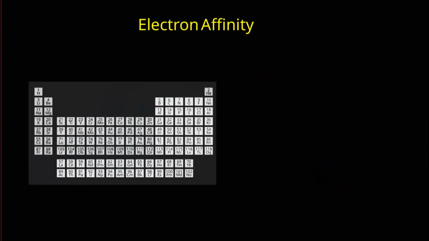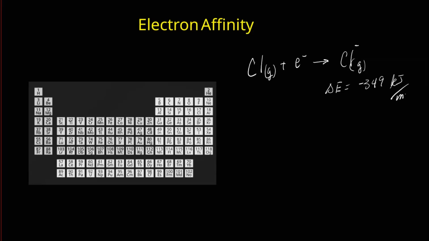Electron affinity is the energy change when a gaseous atom gains an electron. For most atoms, energy is released when an electron is added, and the energy will be negative because the energy is released. So a good example would be, let's say, Cl as a gas plus an electron. It'll produce Cl negative as a gas, and the change in energy will be negative 349 kilojoules per mole. So this is an exothermic reaction.